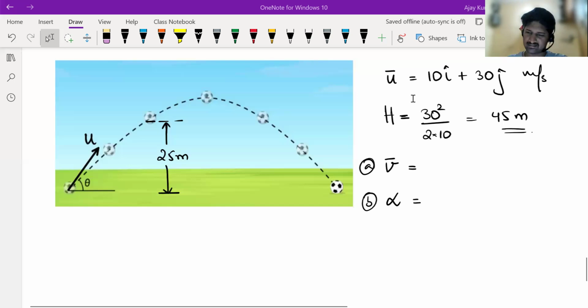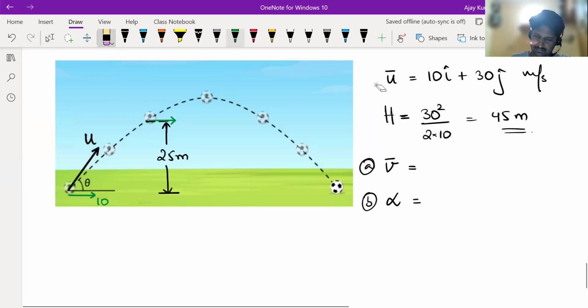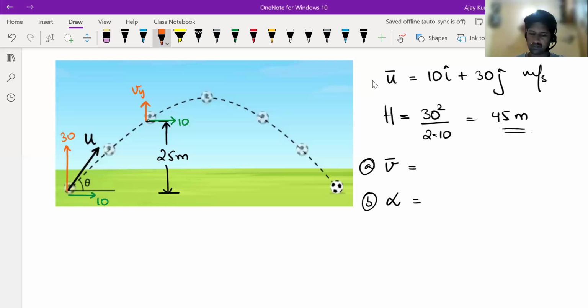Okay, let us discuss. Answer, could you solve? No, sir. Okay, no problem. Fine. So this time the x component is given to you as 10 i cap. At this level also it will be 10 i cap itself. The initial y component is 30 j cap. But when it rises to a certain height, the y component will decrease. It won't be 30. That's the first thing we need to calculate.